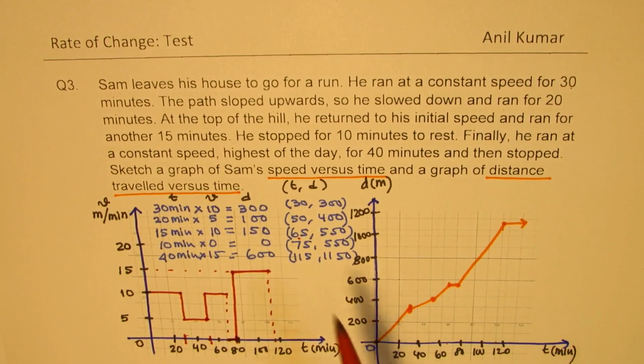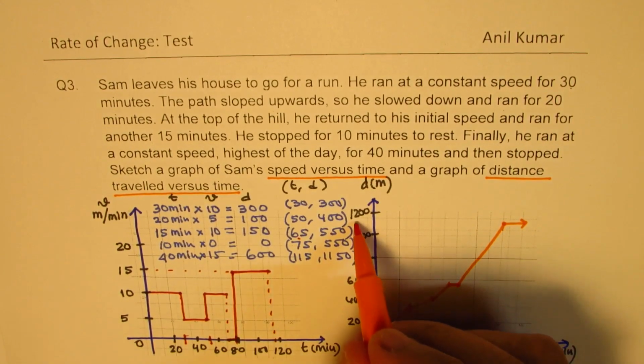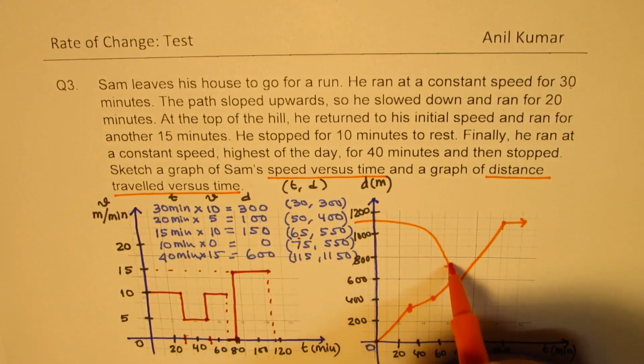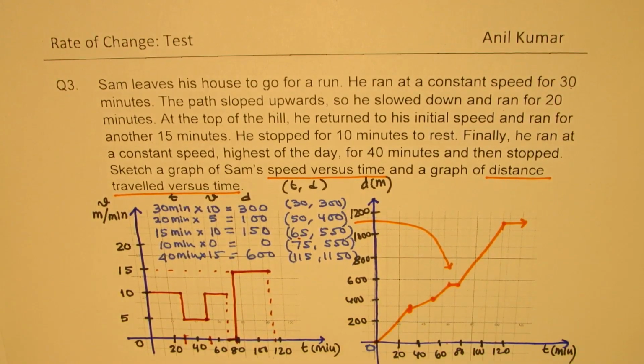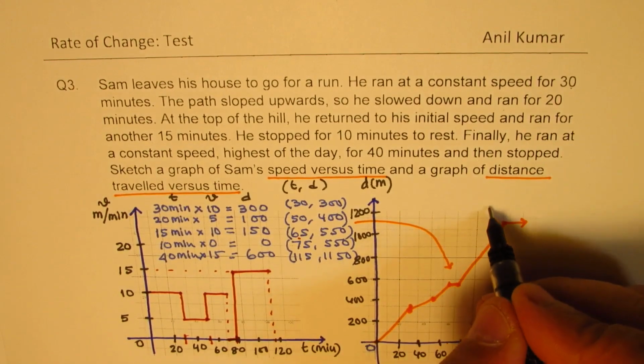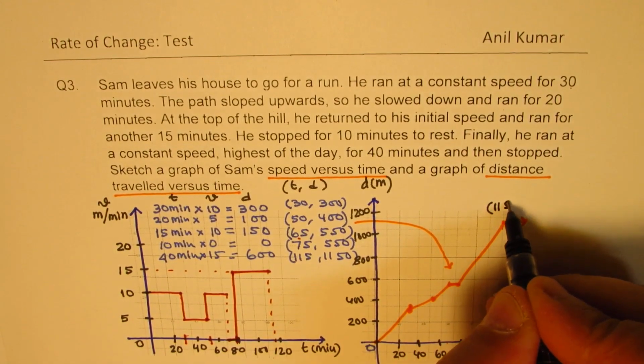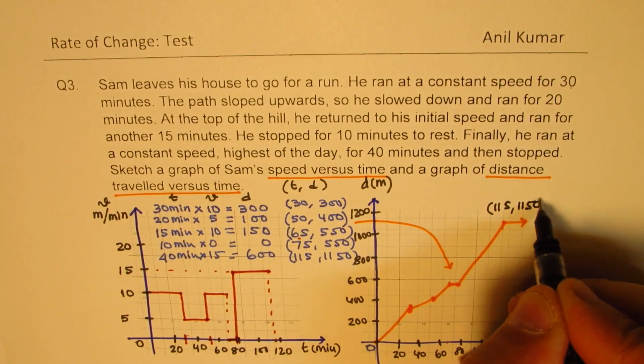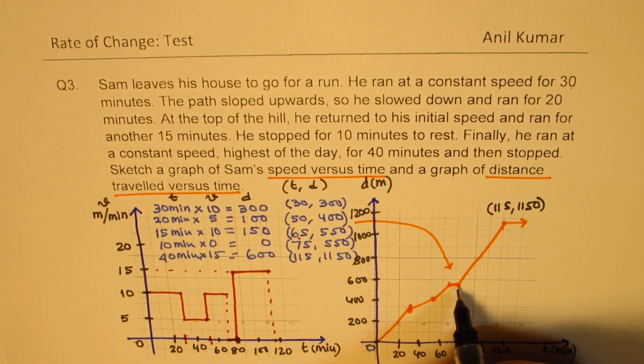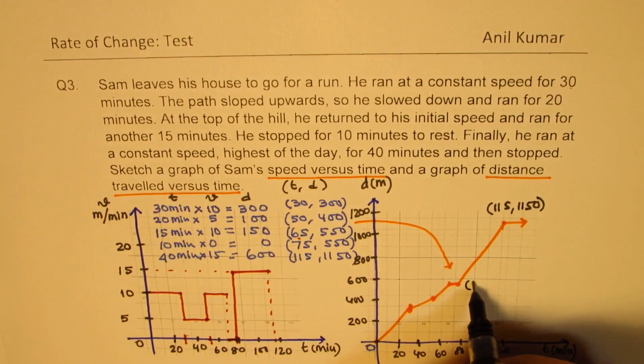All the relevant points are given in this table. So you could use this as your reference for giving the coordinates of each and every point if required. Okay. The final point is very critical. So let's write this as 115, 1150. Correct? You could actually write all the points also from this particular table.